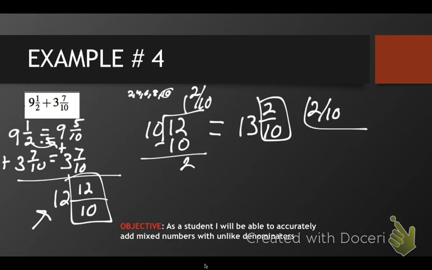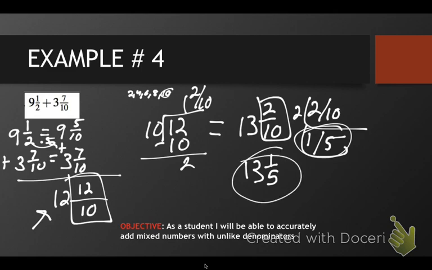What goes into 2 and 10? Well, 2 goes into 2 one time. 2 goes into 10 5 times. Now that's simplified. Keep your whole number. Use your simplified fraction. Your answer should be 13 and 1/5.